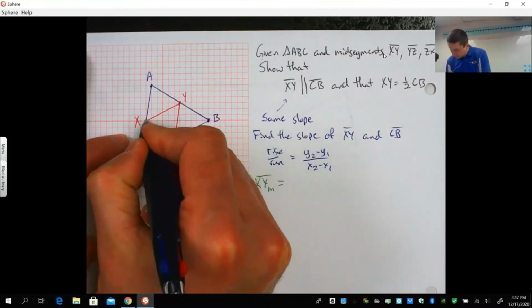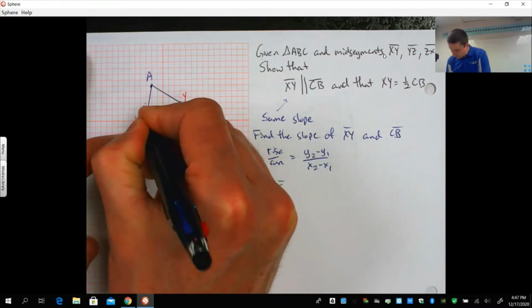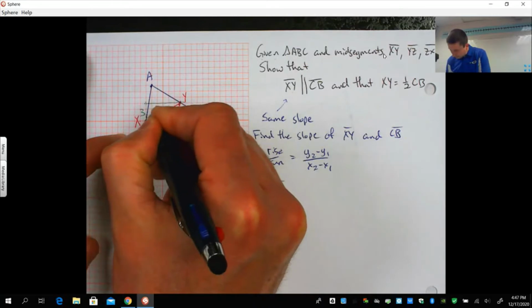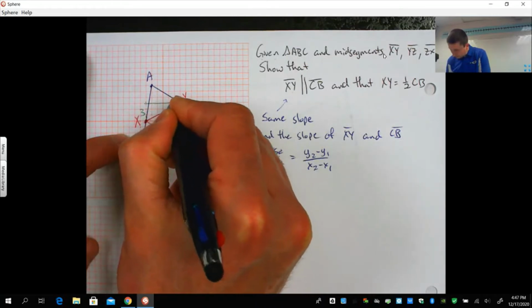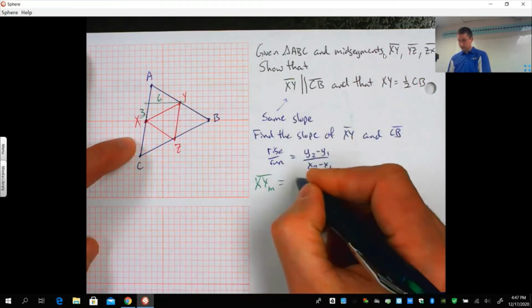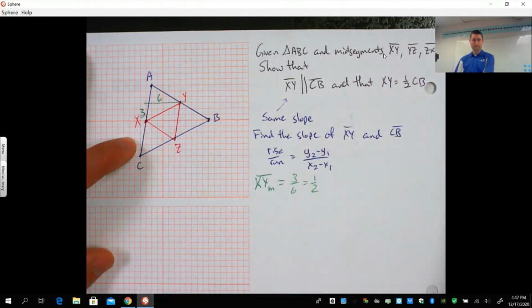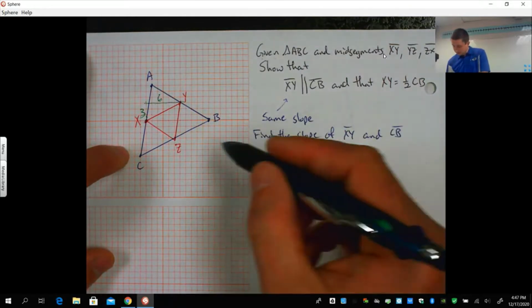So if I start at X and I go up to Y, I'm going up 3, that's my rise, and my run is 1, 2, 3, 4, 5, 6. So the slope of XY would be 3 over 6, which equals 1/2. So let's check C to B.